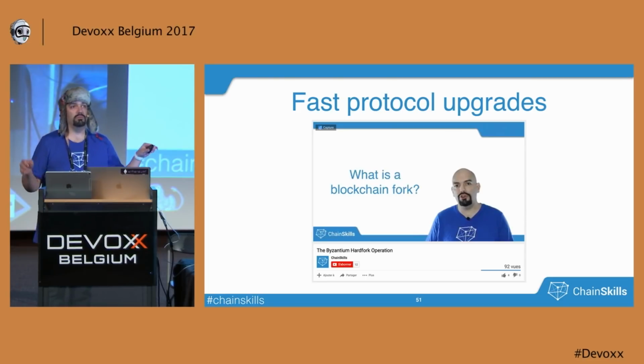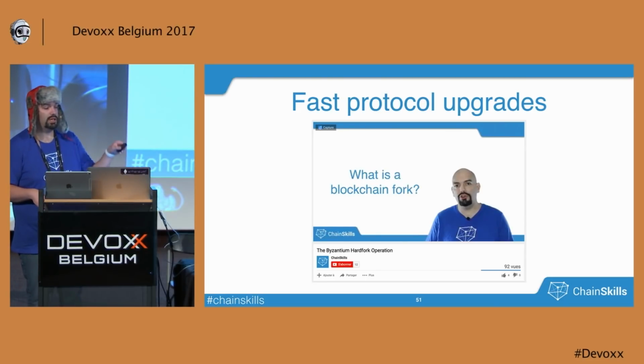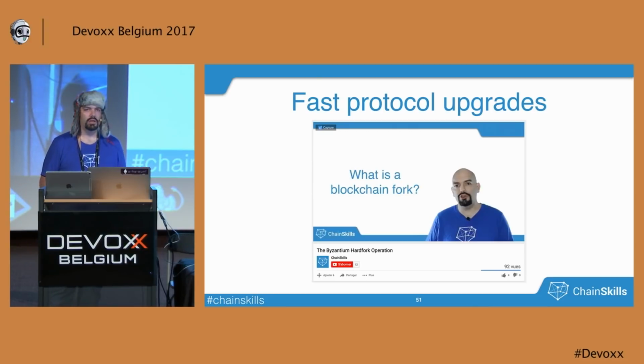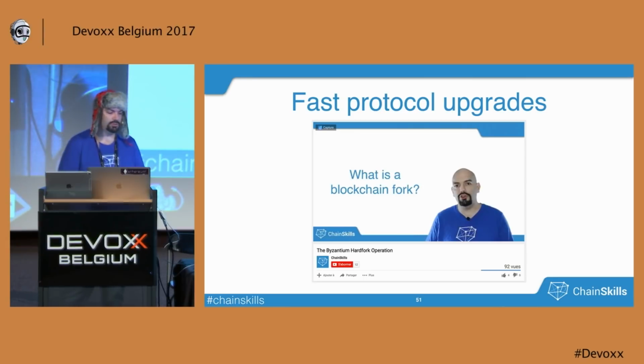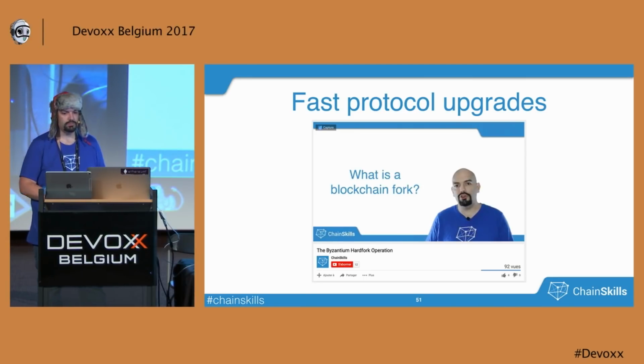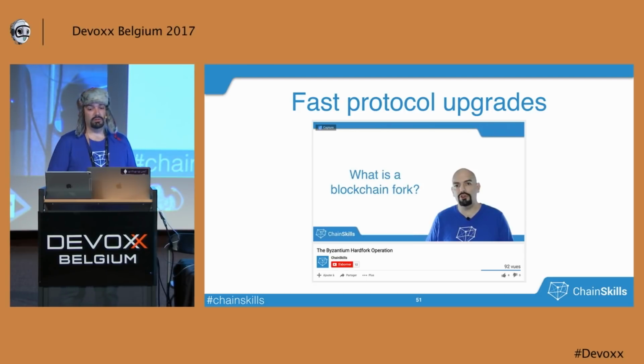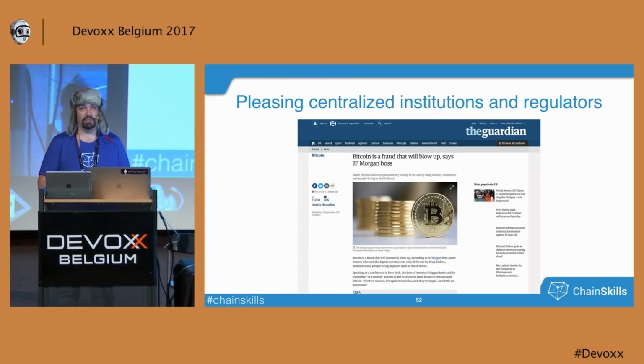So if you want to understand more about what a fork is, there was one on Ethereum two or three weeks ago. And it went well. Everybody agreed with it. So everything went smoothly. But we explain everything in this video. And the next thing that blockchains are not very good at is pleasing centralized institutions and regulators.